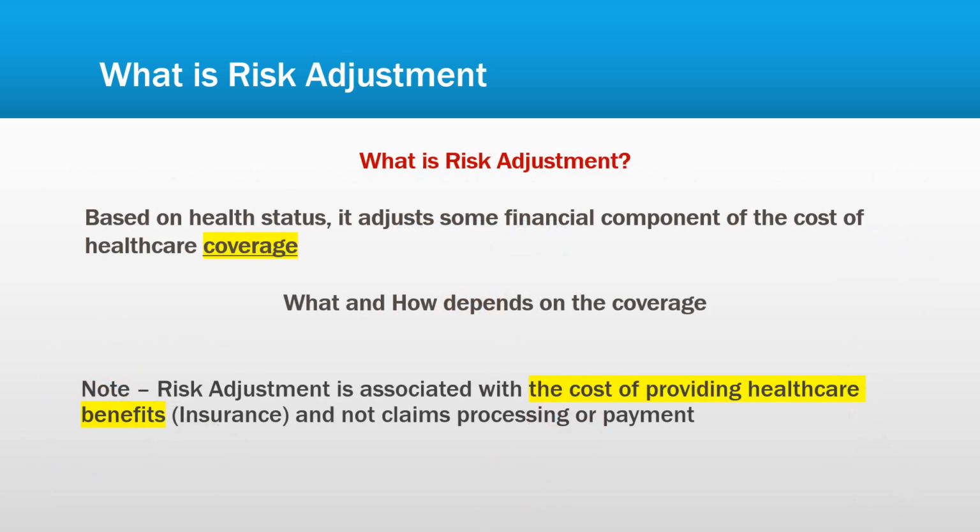So, what is risk adjustment in healthcare? It's based on health status and adjusts some financial component of the cost of healthcare coverage. And what and how depends on the coverage. And it's very important to note that risk adjustment is associated with the cost of providing healthcare benefits or insurance. It's not about claims processing or claims payment.